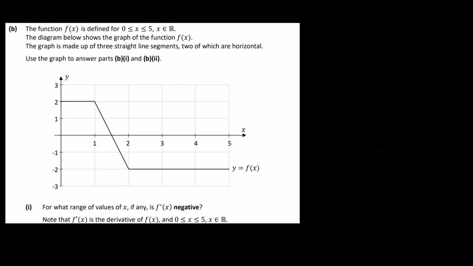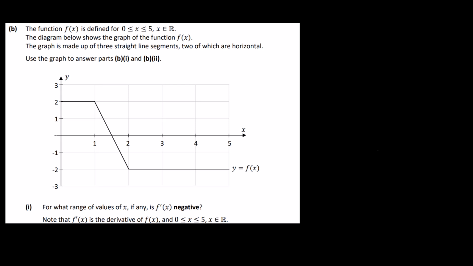The graph is made up of 3 straight line segments, 2 of which are horizontal. Use the graph to answer B1 and B2. For what range of values of x, if any, is f prime x negative? Note that f prime x is the derivative of f of x between 0 and 5.